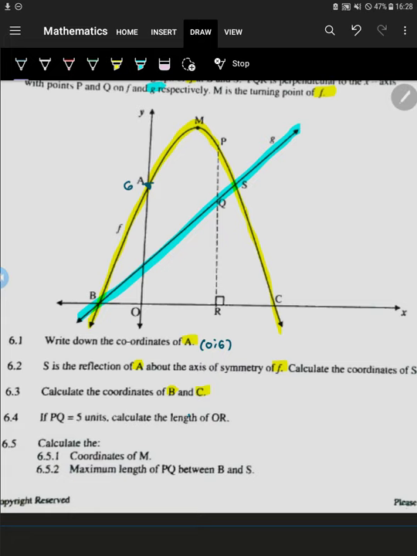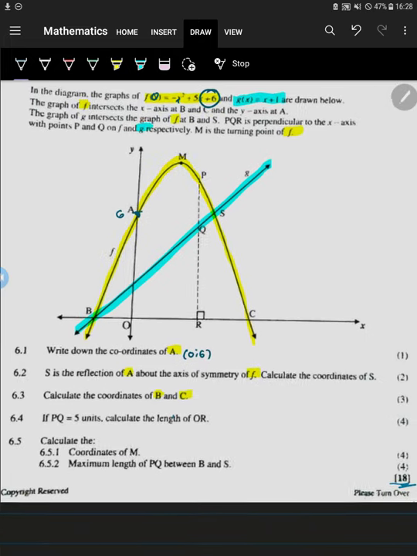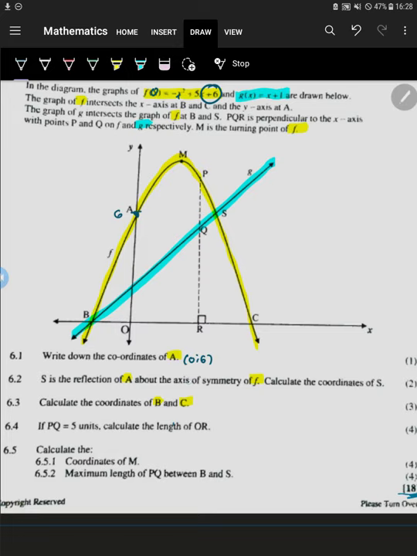Next one, s is the reflection of a about the axis of symmetry of f. So what is the axis of symmetry of a parabola? It is the line that comes down here in between. It basically makes the parabola symmetrical on both sides. It's also the x value of the turning point, right? And it's the number that lies directly in between the intercepts on the x-axis. So this distance is automatically equal to this distance because of the axis of symmetry and its definition, right?